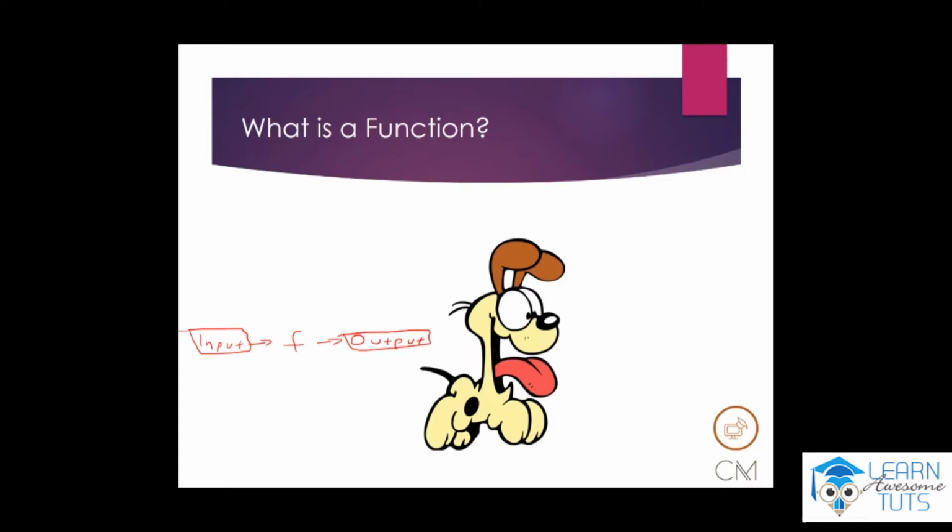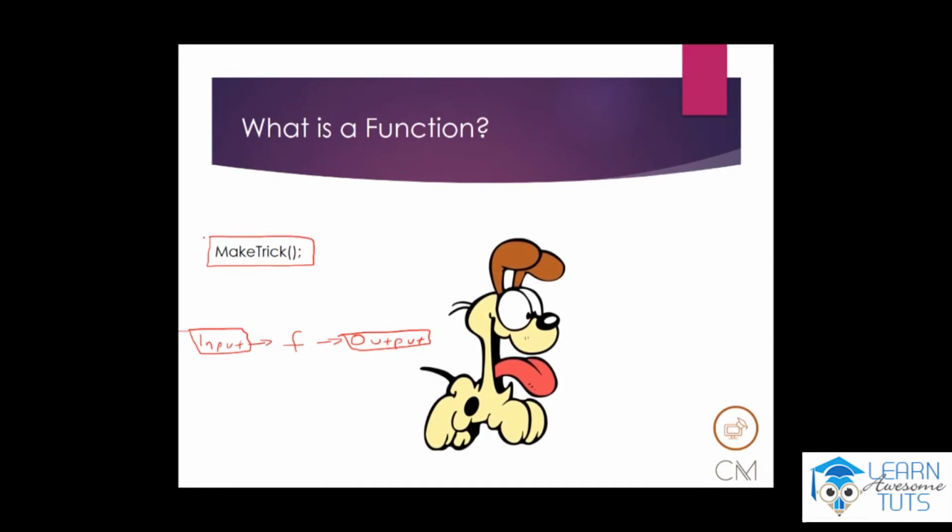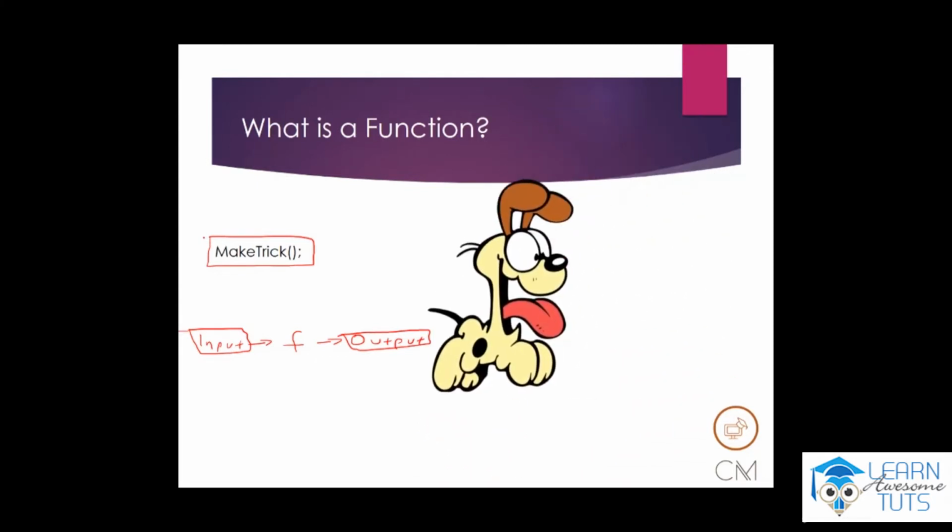So imagine this dog that we would like to make do a trick. Each time that we call this function to make a trick, the dog makes exactly the same trick, each time. So I call the function make trick and the dog makes the jump.